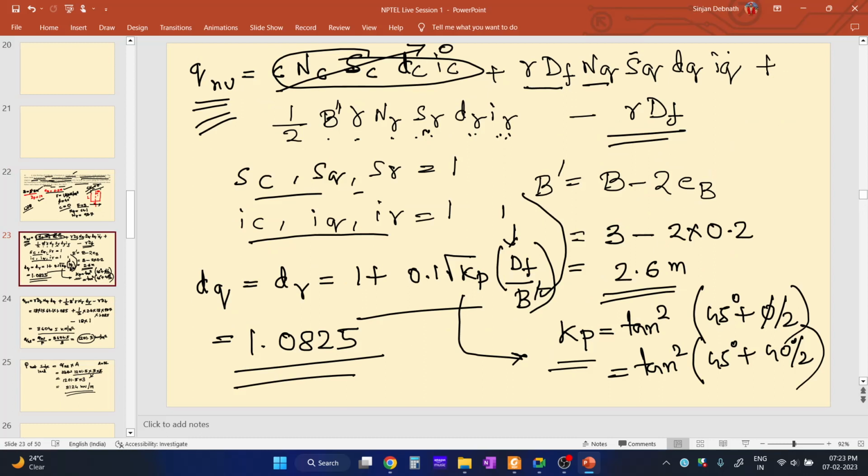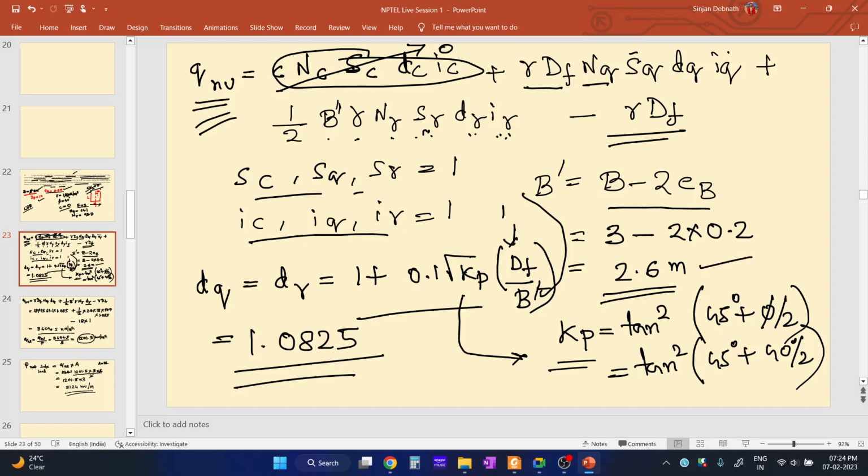So we need to find out the effective breadth since there is eccentricity. So effective breadth equals B minus 2 into eB. eB means eccentricity along the width direction. B is the width, 3 meter, minus 2 into 0.2. We are getting here 2.6.